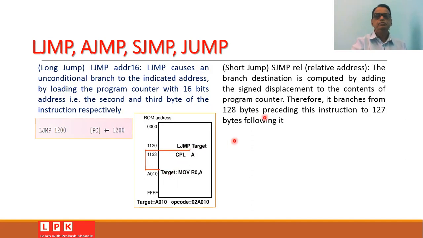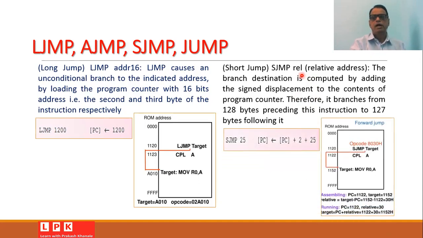Another instruction is the short jump, sometimes called SJMP, and it is followed by a relative address. The branch destination in this case is computed by adding the signed displacement to the content of the program counter. Therefore it branches from 128 bytes preceding this instruction to 128 bytes following it. That is, whenever there is a forward jump, the number will be positive, and whenever there is a backward jump, the number will be negative. So observe that here we are making use of a relative address.